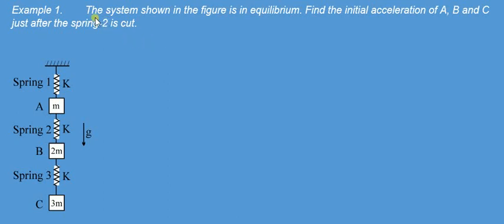Our first problem on spring mass system: the system shown in the figure is in equilibrium. Find the initial accelerations of blocks A, B and C just after spring 2 is cut. The springs 1, 2 and 3 are shown in this diagram. Blocks of mass M, 2M and 3M are shown here.